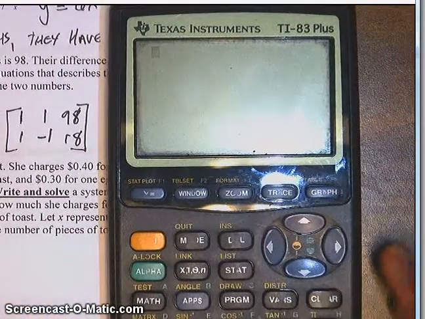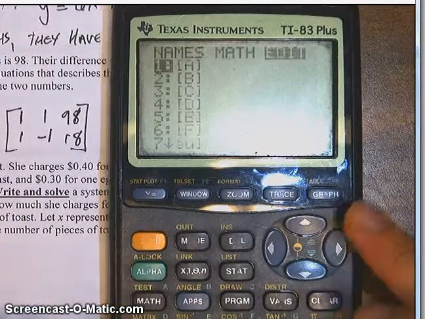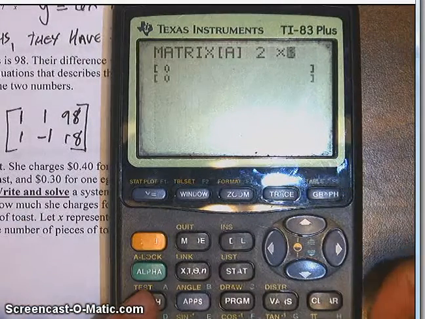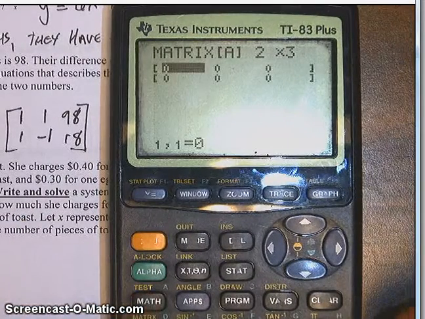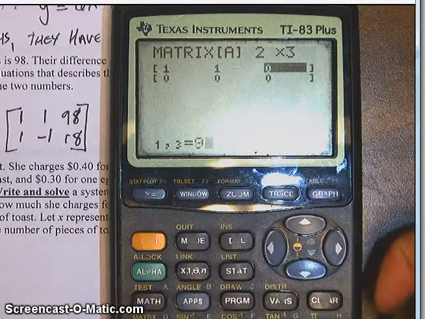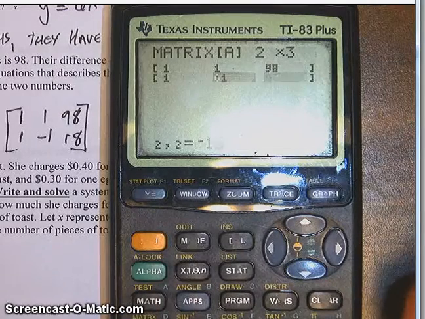Okay, so I'm going to turn it on. We'll go to the matrix screen, go over to edit. This is a 2 by 3 matrix. The matrix is 1, 1, 98, 1, negative 1, 18.